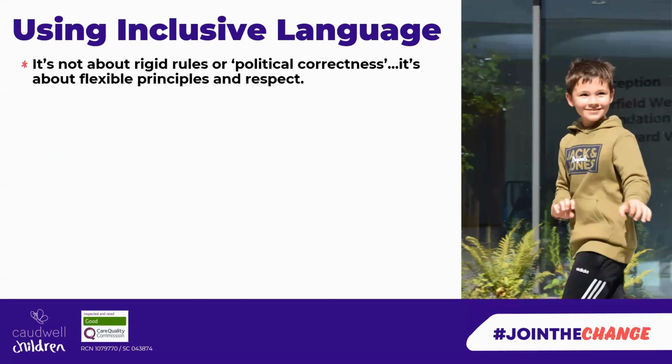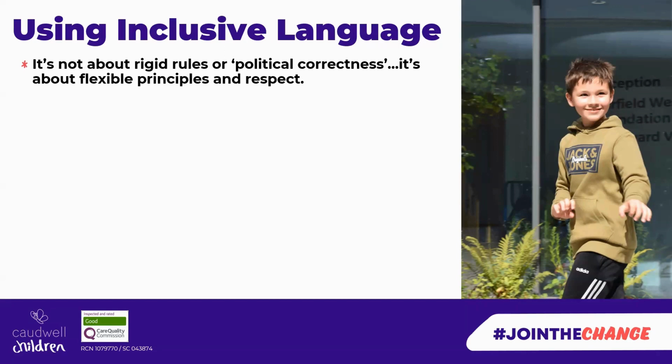So it's not about rigid rules or political correctness. It's about flexible principles and respect. You might think inclusive language is another set of rules to learn, but that's not how we use language. Rules are really rigid and they can feel really intimidating. So instead of focusing on rules, we're going to focus on principles and respect. And this allows us to adapt to individuals and also adapt to different environments too.